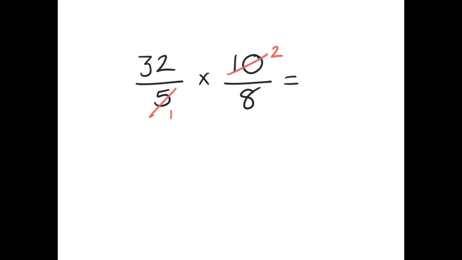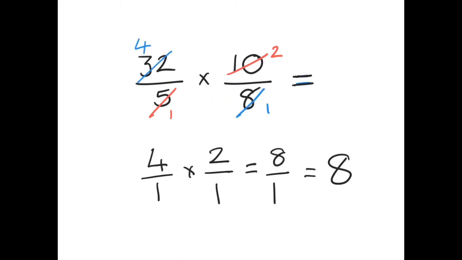So the first numbers I notice with a common factor are 5 and 10. Both can be divided by 5. So 5 divided by 5 is 1. 10 divided by 5 is 2. But then also I have 8 and 4. They both have a common factor of 8. 8 divided by 8 is 1. 32 divided by 8 is 4.